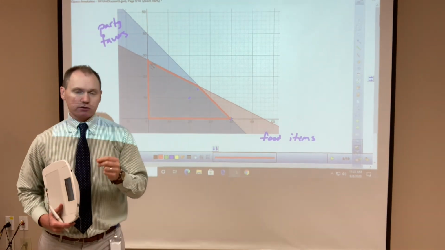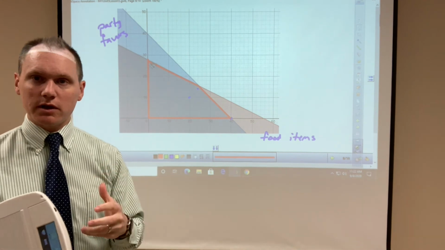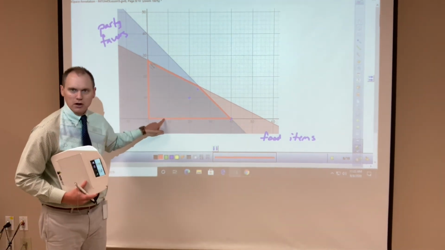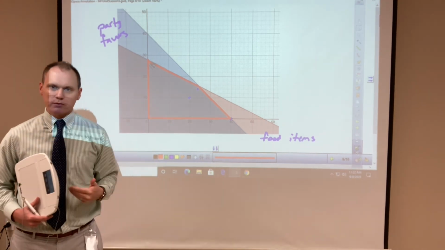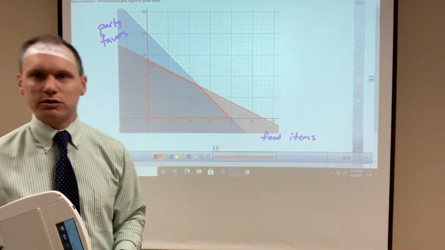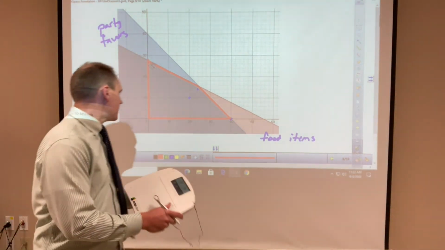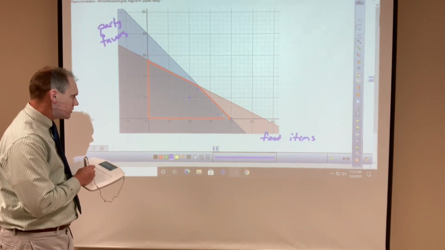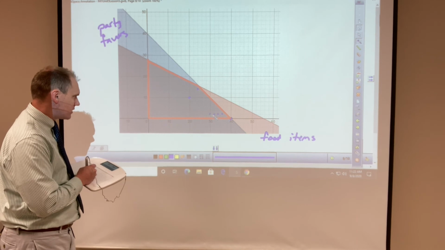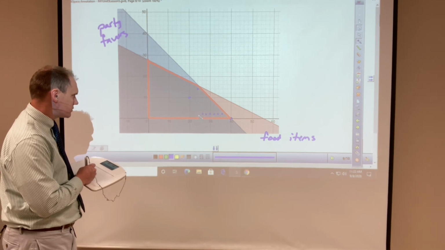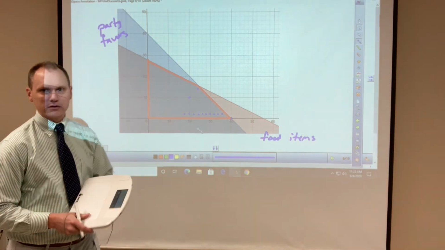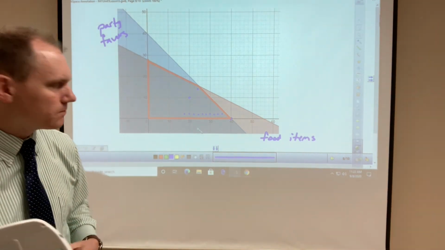Actually, I'll take that back. There's not an infinite number of solutions if we think about the context, because we can't buy a fraction of a food item or a decimal version of party favors. So there is actually a finite number of solutions here. All of these in here, and in fact even the halves of those, because we're on a scale of 2 right now. So there's a lot of solutions, but not an infinite number of them.